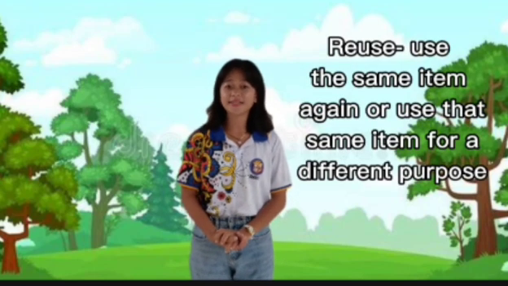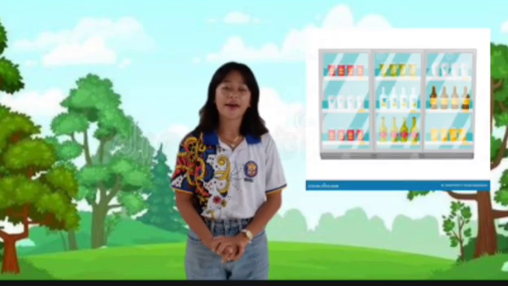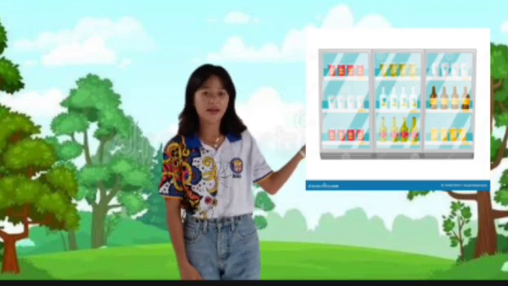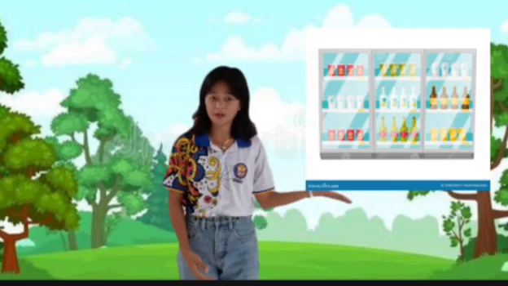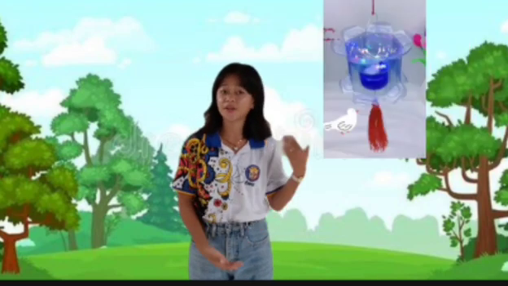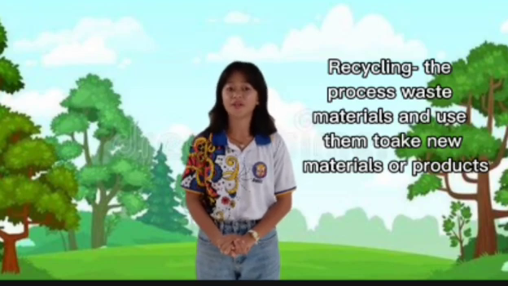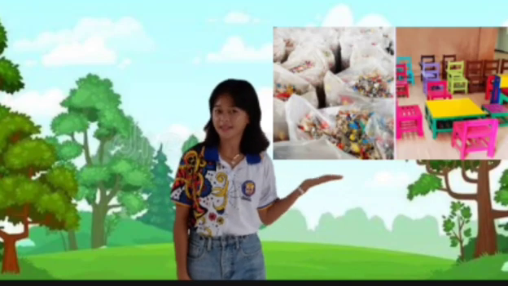Next is reuse. It means to use the same item again or use the same item for a different purpose. Example, a glass wine bottle can be used as a water bottle which we usually put in our refrigerator. We can also use something for a different purpose, such as a water container which can be used in the long term. The last one is recycle. It means to process waste materials and use them to make new materials or products. Example, old plastic can be recycled into a plastic chair.